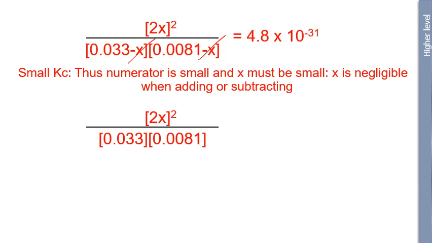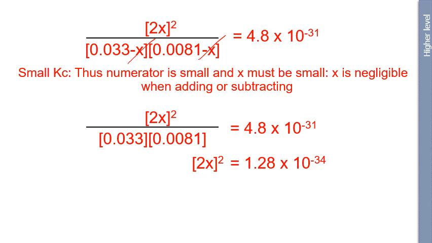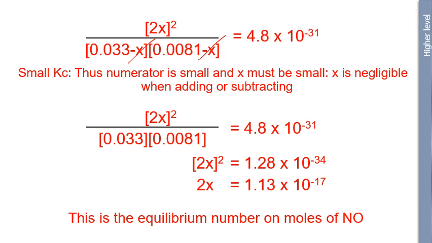So it just becomes 2X all squared divided by 0.033 times 0.0081, because it's just so small. Okay, and that will also equal the 4.8 times 10 to the negative 31. So 2x squared equals 1.28 times 10 to the negative 34. You solve for x, and you get this as being the equilibrium number for NO. Okay, because that's going to be obviously 2x, because it's making 2 moles of nitrous oxide.